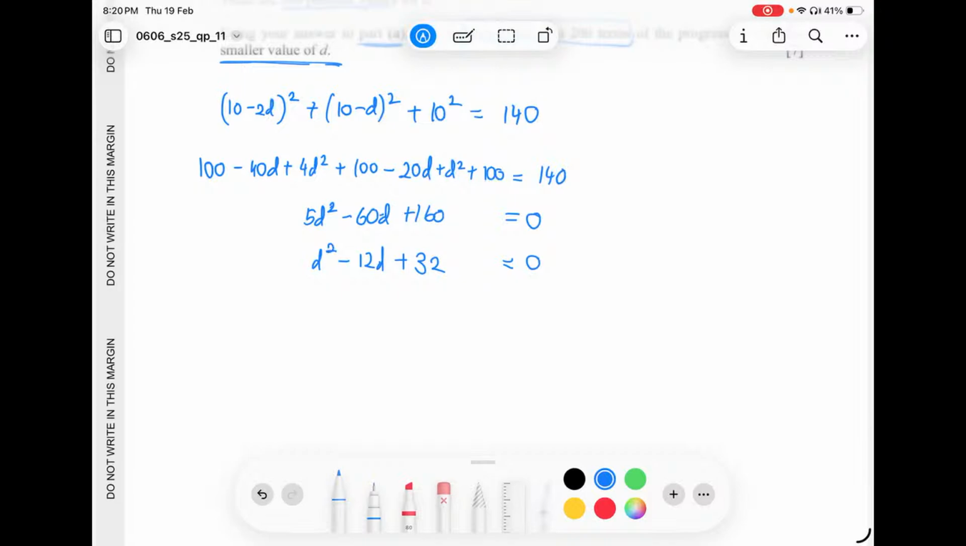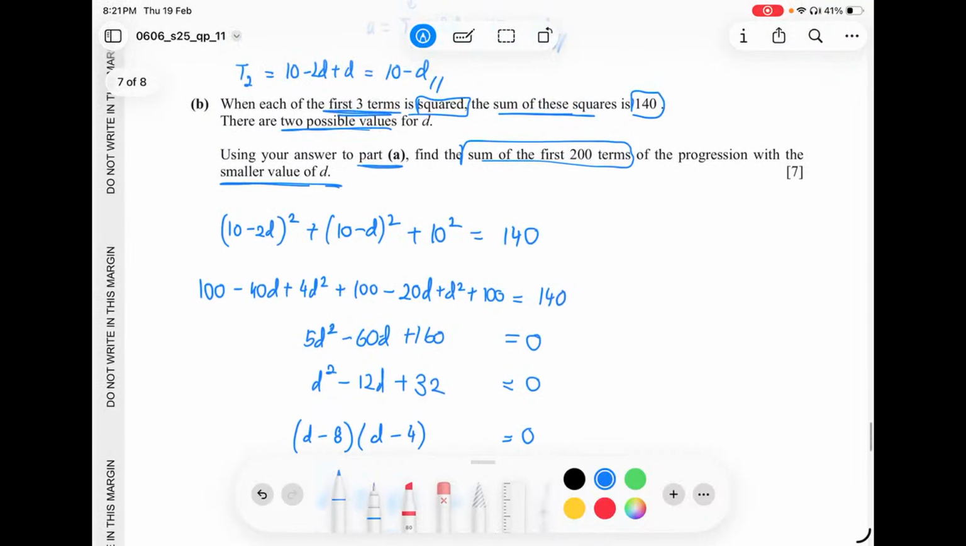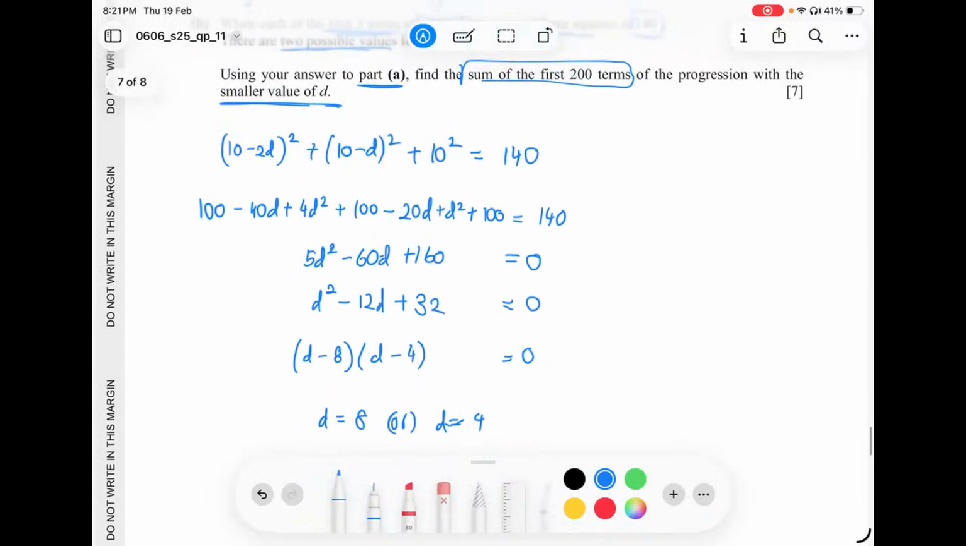Now you just solve the quadratic equation to get the 2 values of D. Which will be (D minus 8) and (D minus 4). So D is equal to 8 or D is equal to 4. So you got the 2 values of D. The second part of the question says to use the answer in part A, the smaller value of D. So we are going to use this value of D for this part.